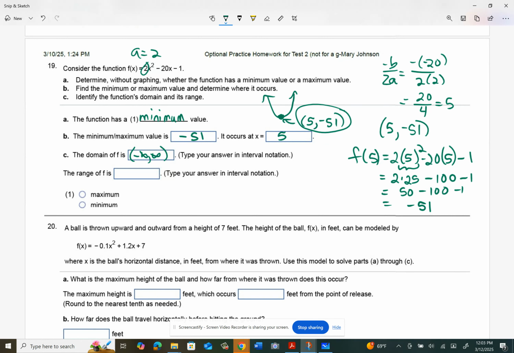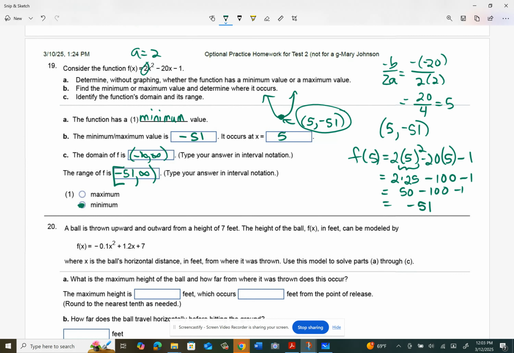And then the range, you really need to look at the picture to get that correct. So when you're looking at the picture of that, you notice how the lowest point would be negative 51. The lowest y would be negative 51. Put a bracket on that, and it would keep going towards positive infinity. By the way, on part A, you'll have the choice of just circling whether it's max or min. So you would have bubbled in that it's a minimum.